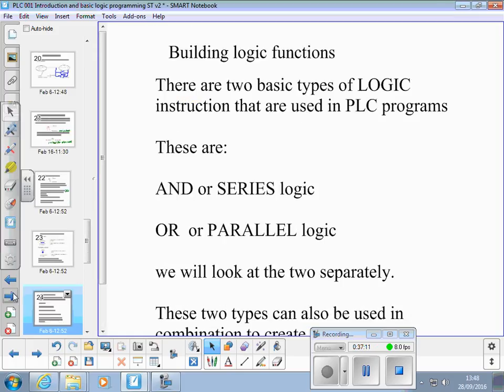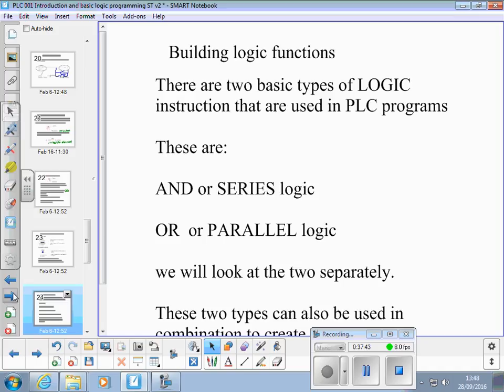Building logic functions. Two basic types of logic instruction used. AND or series logic, series circuits, one switch after the other, and this switch and that switch and that switch have got to be on before that function happens. Okay, and then you've got OR or parallel logic, this switch or that switch before we turn on.